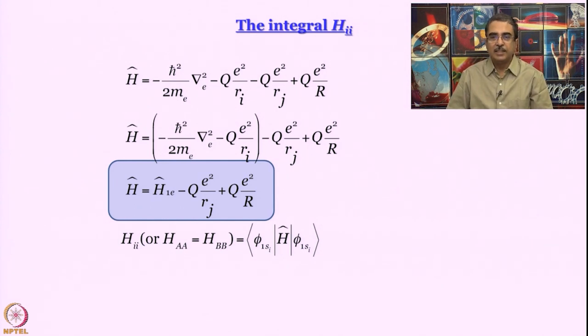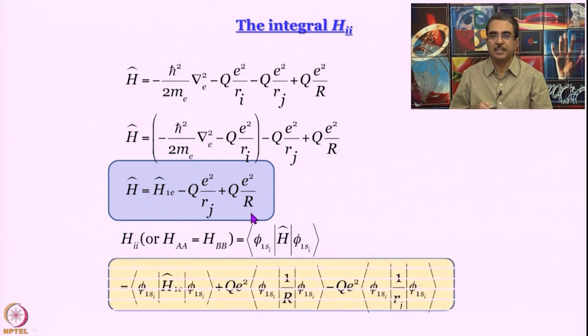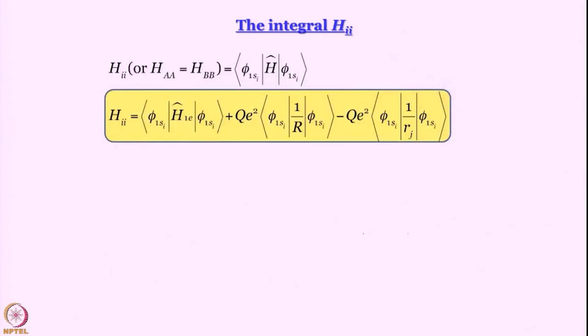So HII is equal to integral phi 1si H hat phi 1si. We are going to put this expression for the Hamiltonian in the expression for HII, and obviously we will get 3 terms in that case. We will get a sum of 3 integrals. These are what they are. Let me just write it like this. We will need some space to write more things as well. HII turns out to be integral 1si. Here instead of A and B I am just writing I and J, more general coefficient, more general notations. 1si H hat 1e 1si.